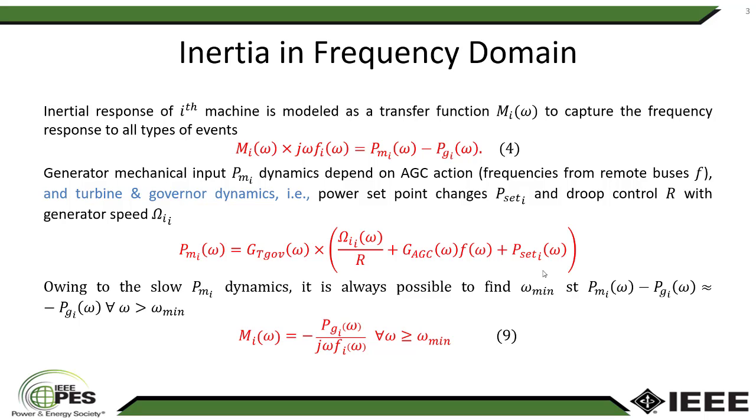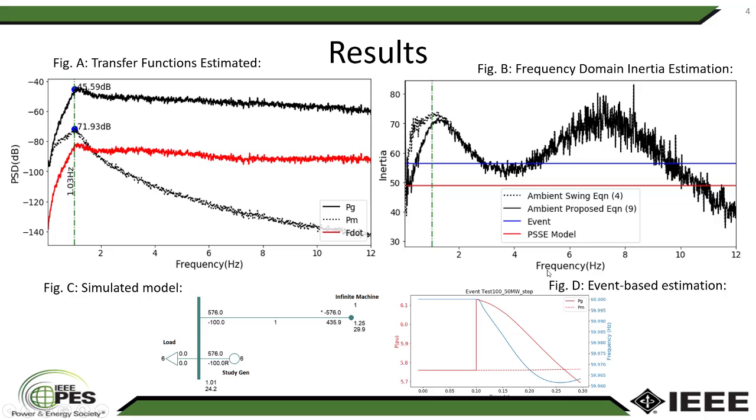The second equation is the mechanical input dynamics, and what we have noticed is that these will always be slower. So the mechanical input dynamics will be negligible as compared to electrical output dynamics of the generator in higher frequencies. There will always be a cutoff which is given by omega min, beyond which you can estimate inertia by ignoring the mechanical input as a constant.